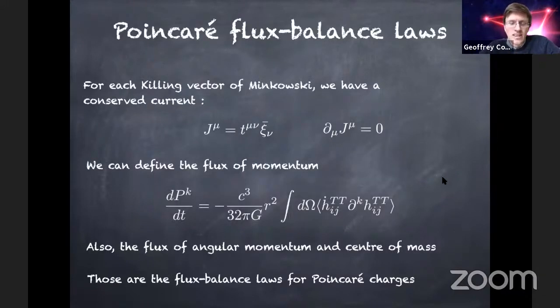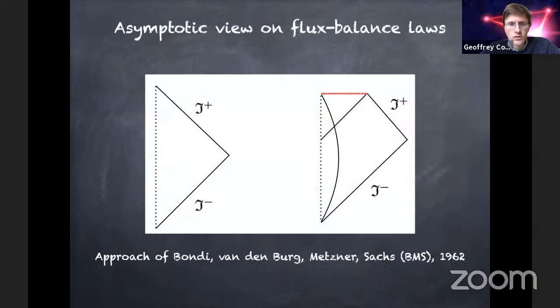So now this is a bit related to the question earlier about covariant phase space, but here for each vector of Minkowski, you have a conserved current because you can build that conserved current from this stress energy tensor for each vector field of the background. So you can do a flux balance law for momentum, for example, and all these flux balance laws have been written down. So these are the flux balance laws for all the Poincaré charges. For the rotations, you have the angular momentum, and for the boosts, you have the center of mass. So these are the flux balance laws for Poincaré charges.